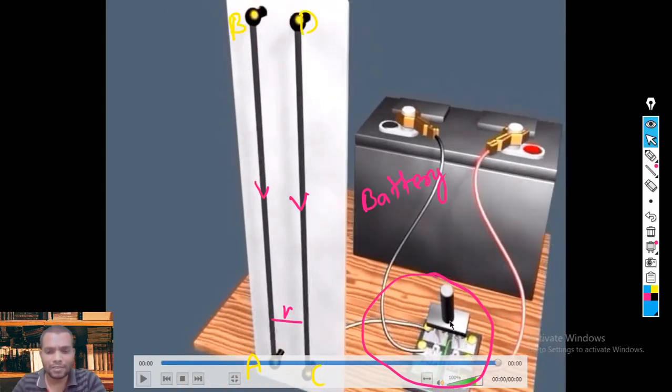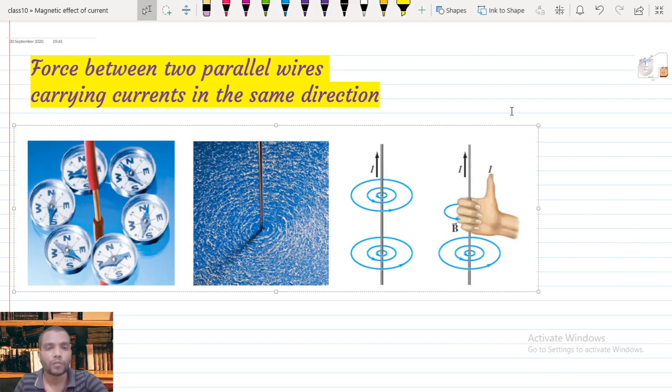Let us try to derive the mathematical expression for the force between two parallel wires carrying currents in the same direction. Just recall first, a current carrying conducting wire creates a magnetic field. Or simply, a current carrying wire is a source of magnetic field. For the direction of magnetic field and current, we can use the right hand thumb rule. The thumb indicates the direction of current and the curl of the fingers indicates the direction of the magnetic field.